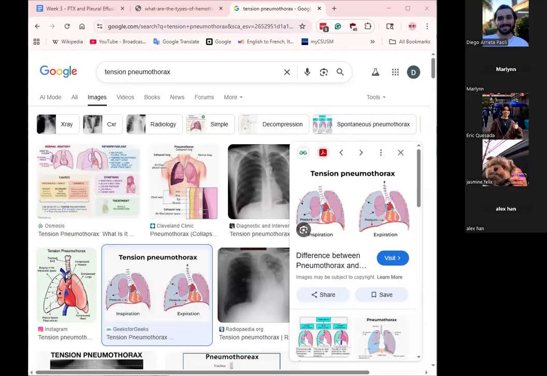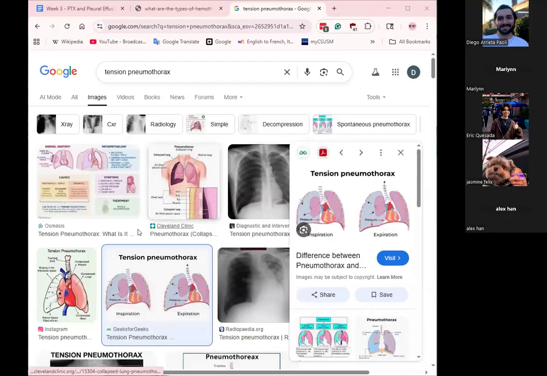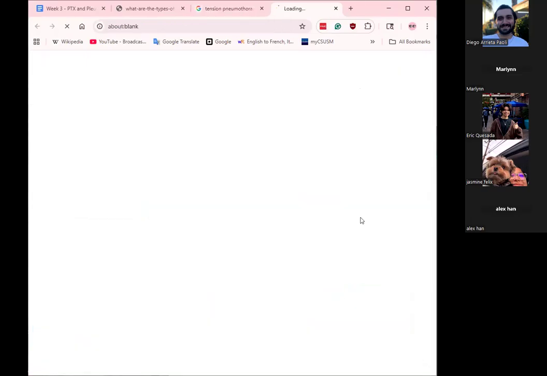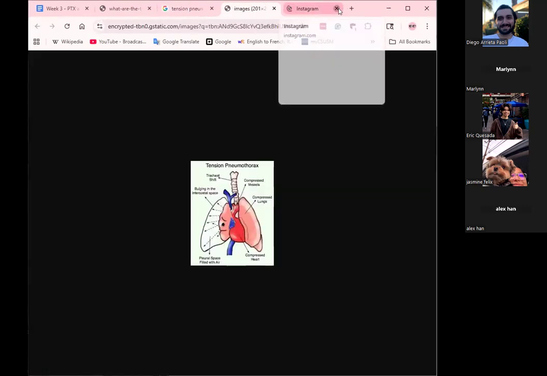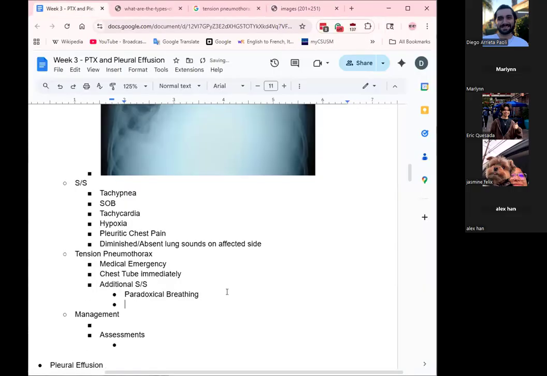Some of these pictures are probably pretty good. I think this one's pretty good because it shows the compression of the heart as well. It's from Instagram. Compressed heart leading to decreased cardiac output.